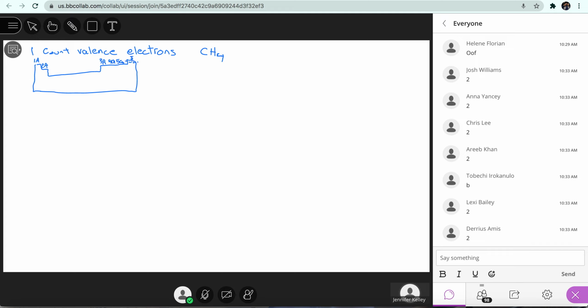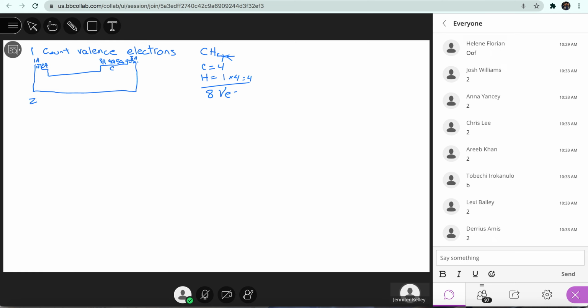Etc. till the end is like 8A. Right? So whatever group it's in, that's how many valence electrons it has. So looking at carbon, it's in group 4, and H is over here, so it's in group 1. So carbon equals 4, hydrogen equals 1 times 4, because we have 4 of them. And so that's 4. So we have a total of 8 valence electrons.